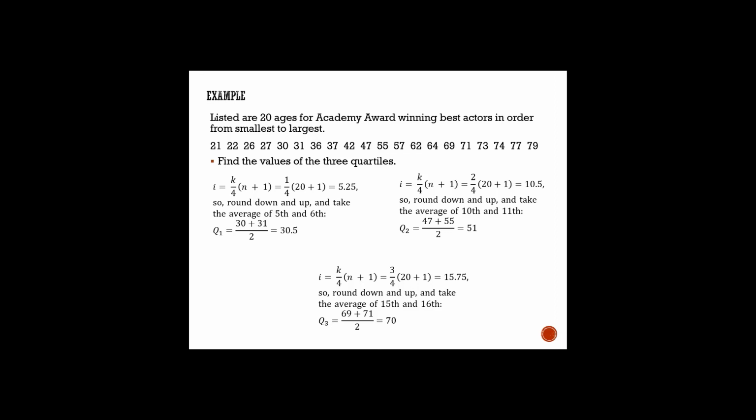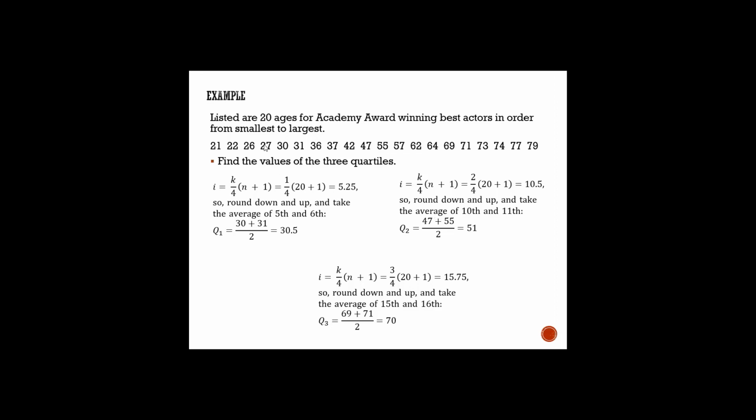And so I say it's 1 divided by 4 times how many values are in my data set? Well, there are 20 items, 20 ages. 20 plus 1, and once I do those calculations, I come up with 5.25. So 5.25, if I go down, I'm looking at the 5th term, and if I go up, I'm looking at the 6th term. So I count over in my data set. I want the 5th and 6th term.